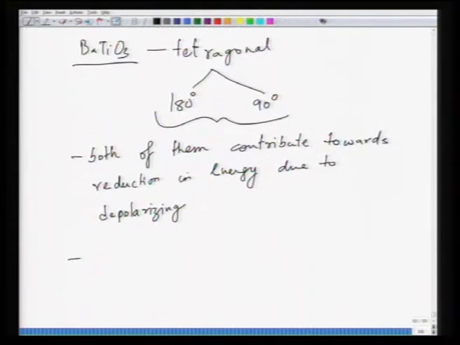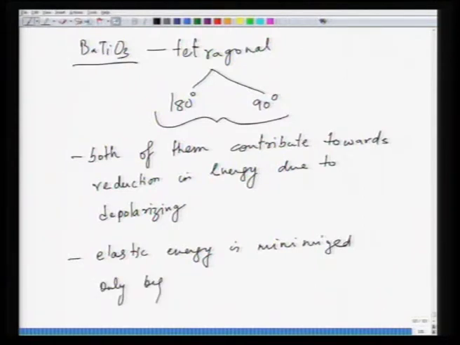However, elastic energy is minimized only by 90-degree domains. So, even though you have two kinds of domains present here, and 180-degree may be more common, both of them are present in a variety of crystal structures and make different contributions to the energetics of the structure. Now we are slowly moving towards the thermodynamics.